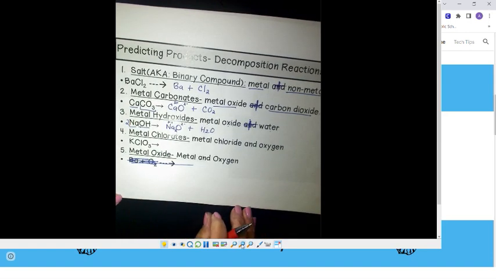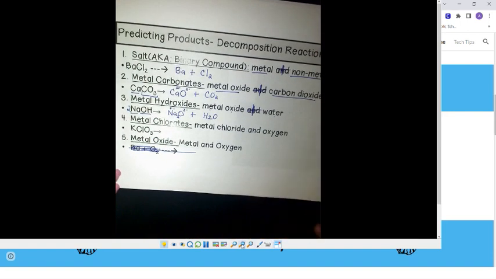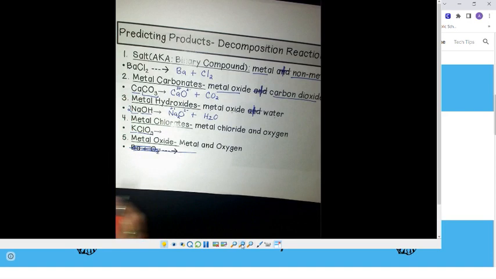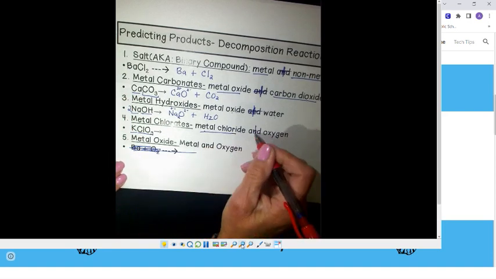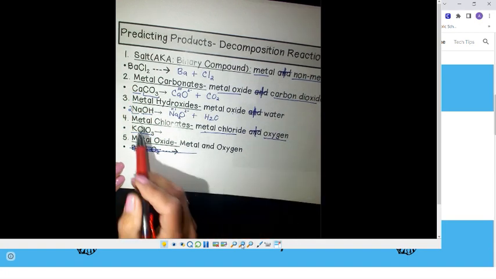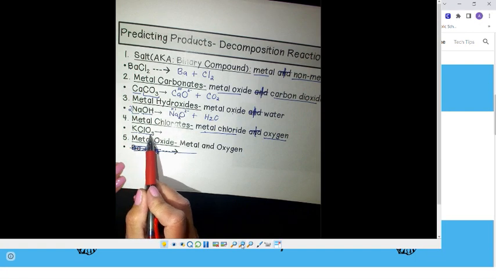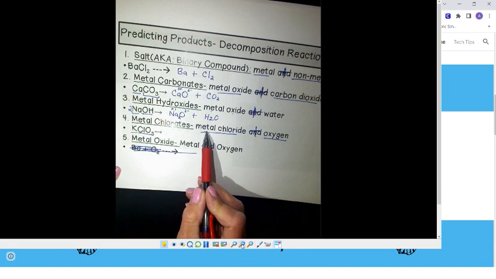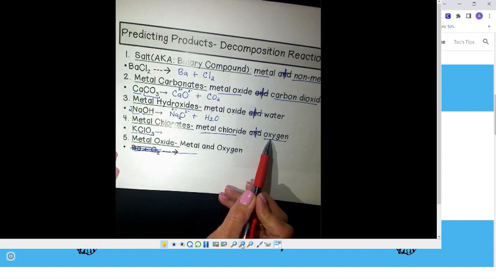Okay, 2 more. Metal chlorate. So a metal combined with chlorate is going to produce a metal chloride plus oxygen gas. So all metal chlorates, whether it's potassium or lead or iron, whatever the metal is, if it is combined with the chlorate in a compound, it is going to make a metal chloride, so that's a compound, and oxygen gas.